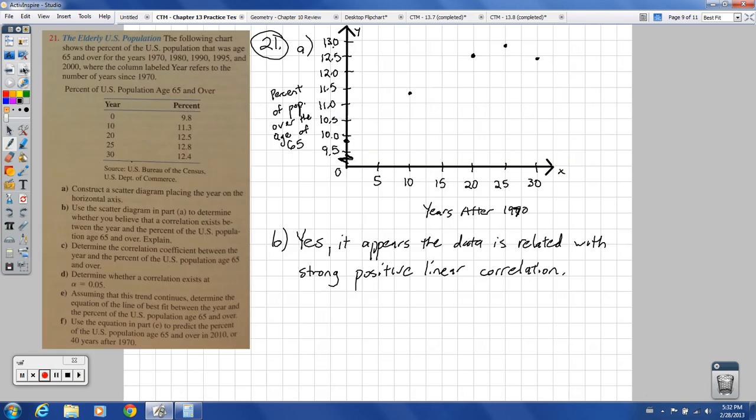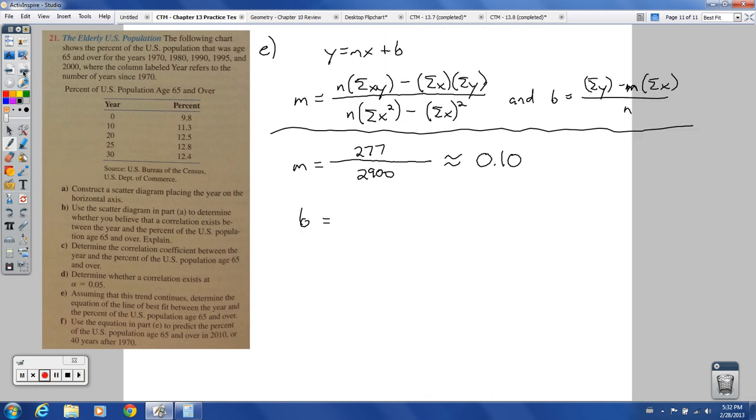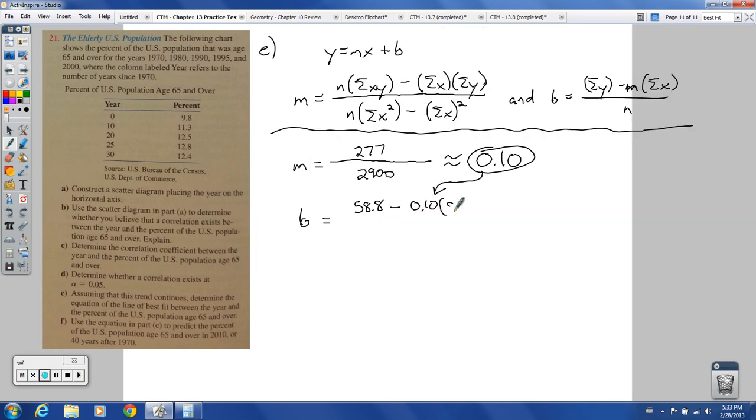And my b, the sum of the y values, going back a couple of pages there. There we go. Sum of the y values, 58.8, minus m, which is 0.10, so that goes in right there, times the sum of the x values, which is right here, 85, over n, which is 5. Plug this stuff into a calculator.